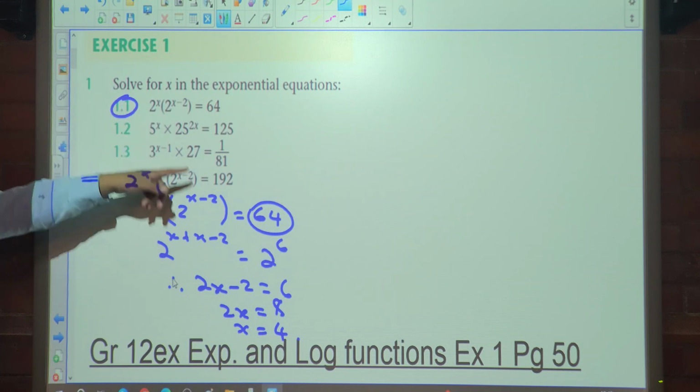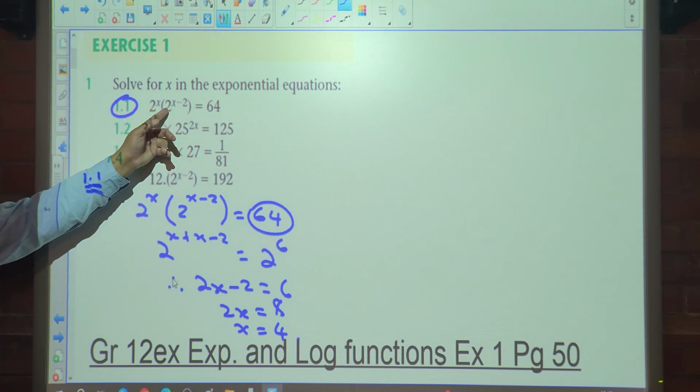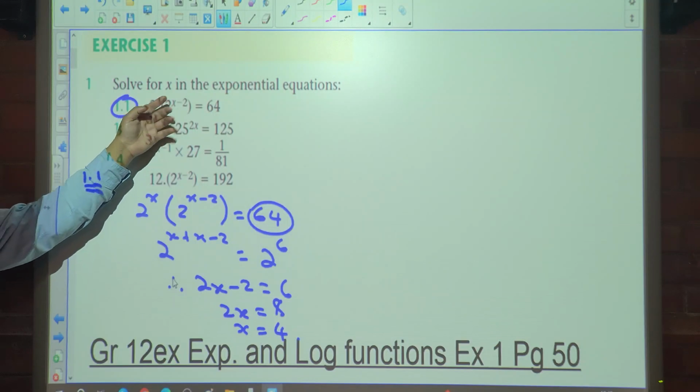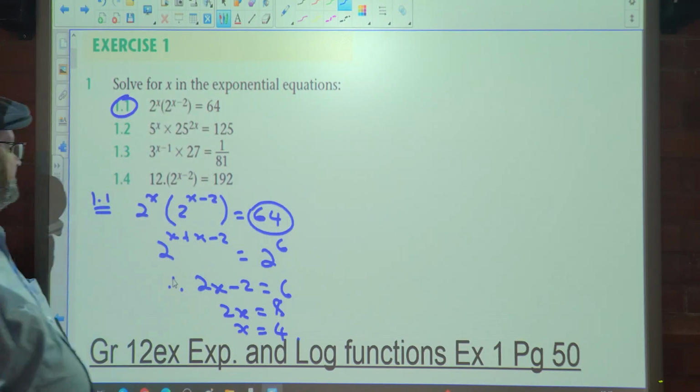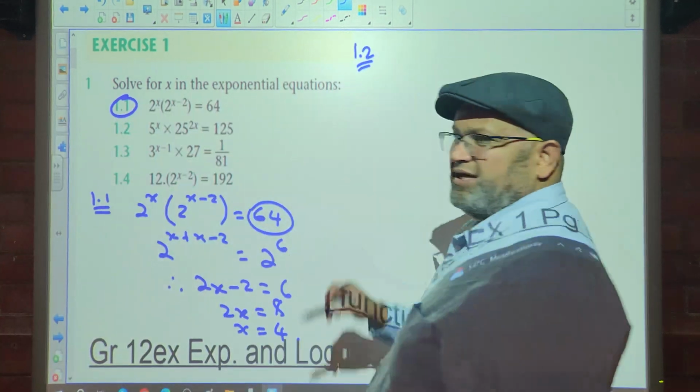And of course you can test it. You can put 4 in here, so it's 2 to the 4 times 2 to the 4 minus 2, which is 2 to the 2. 2 to the 4 times 2 to the 2 is 2 to the 6, which is 64. In any equation you can do that, okay?